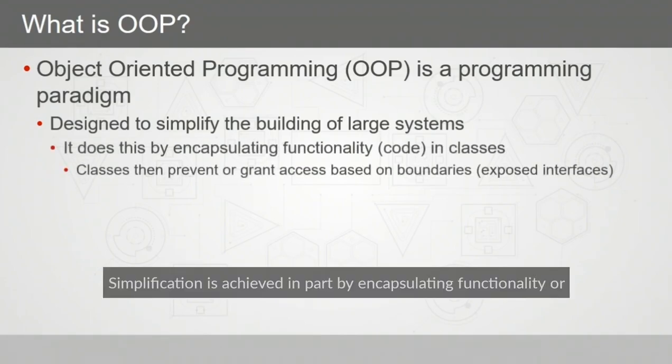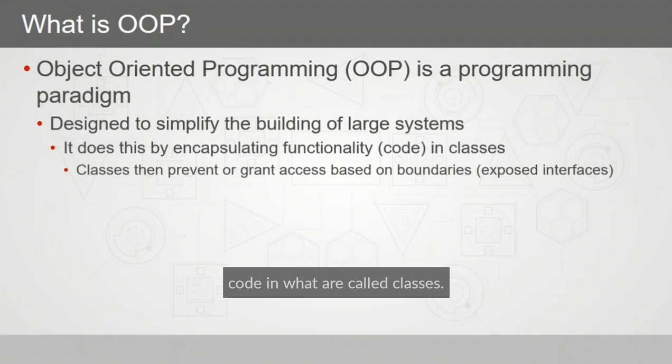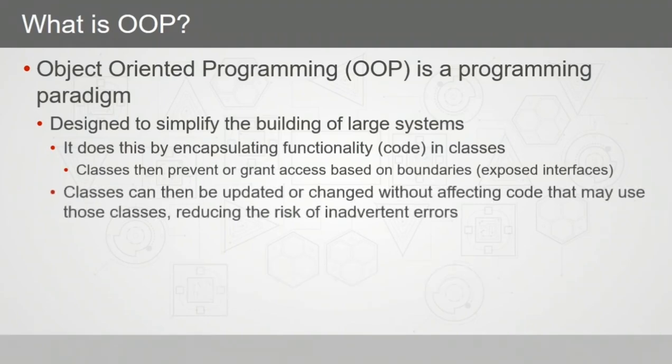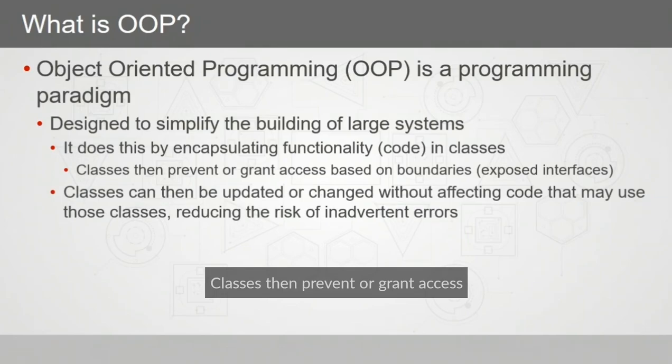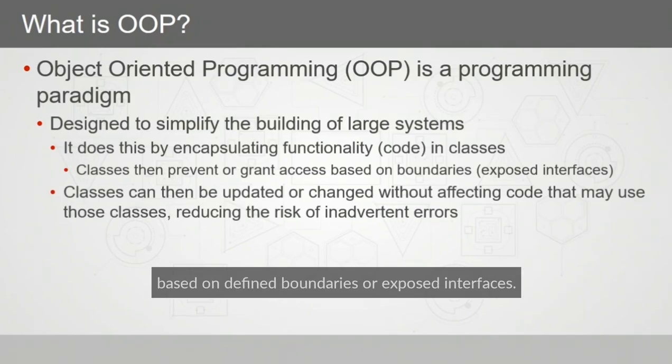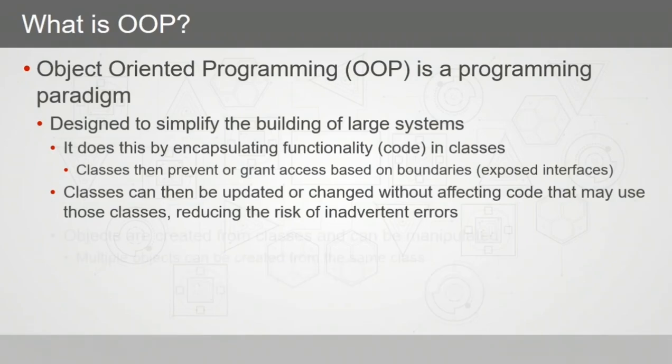Simplification is achieved in part by encapsulating functionality or code in what are called classes. This effectively is a form of data protection. Classes then prevent or grant access based on defined boundaries or exposed interfaces. The result is that classes can be updated or altered without affecting code that may use those classes, so it reduces the risk of inadvertent or unexpected errors.